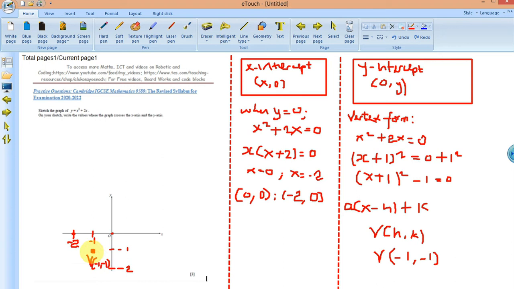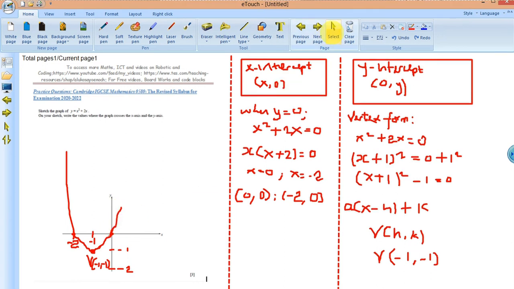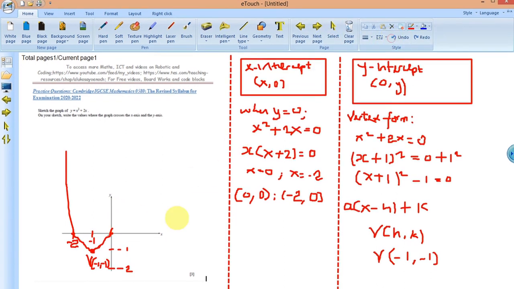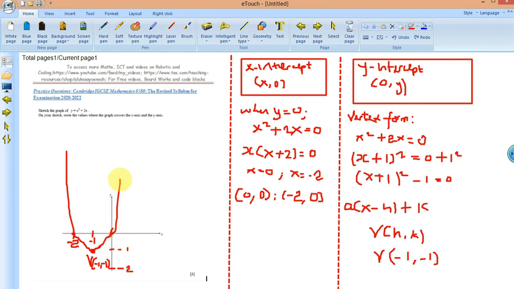So this is where the graph originates from. Then from here, it goes up like that. From here also, it's going to pass through and cut the x-axis here too. Let me just take it like this. I don't have a curve ruler and I don't even have time for that. I'm sorry about that. For this curve, just go ahead and draw the curve. Yeah, so that's it.